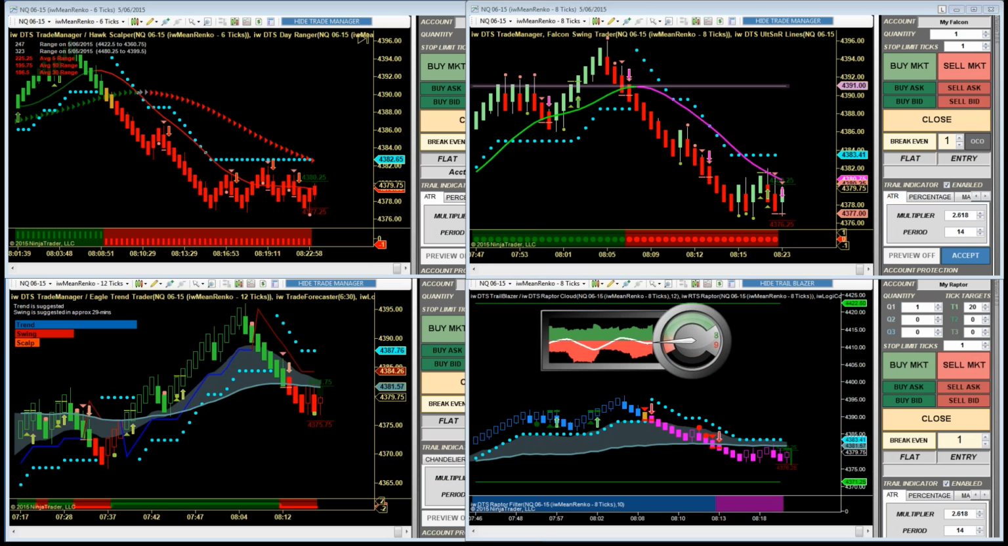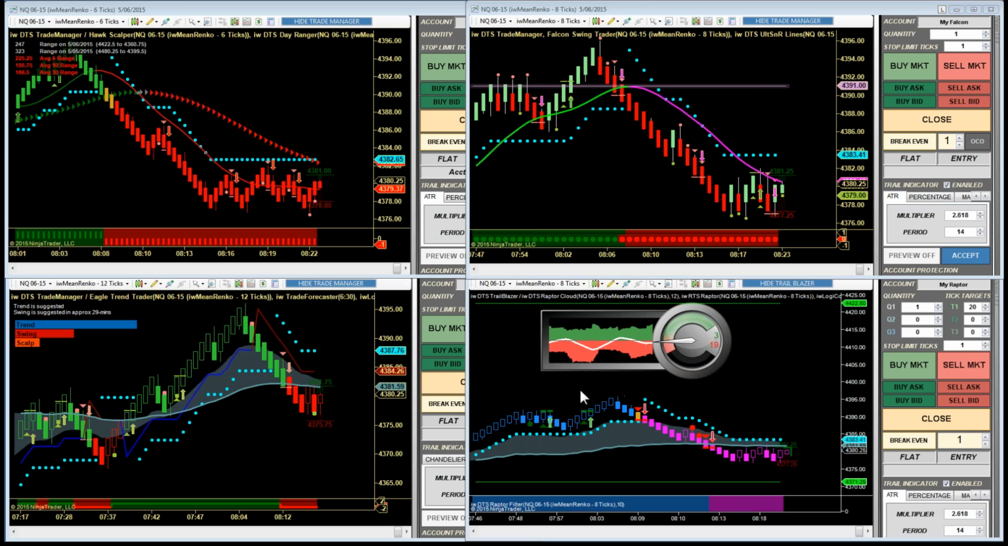Bob is asking, can one buy the Raptor and then change to the complete system at a later date? Absolutely, Bob. You can always add on, regardless of which tool you would like to start with.